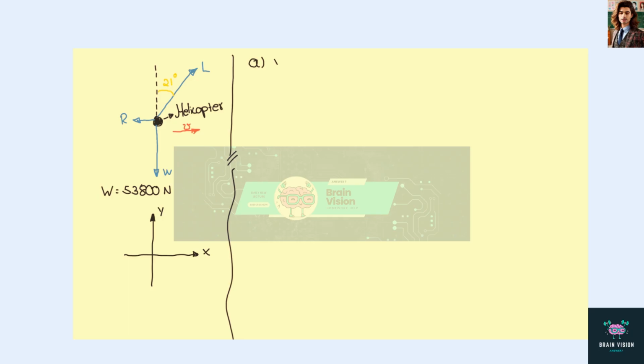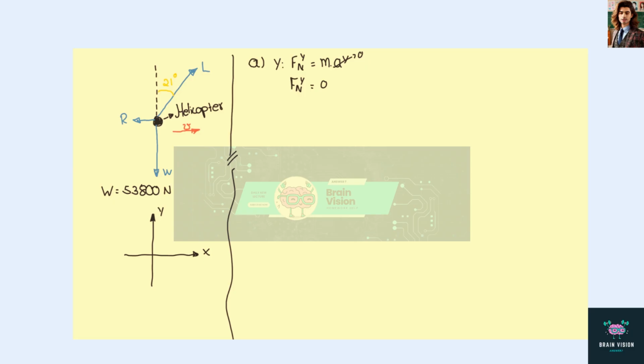So, on that vertical axis, Newton's second law tells us that the net force is equal to the mass of the helicopter times the acceleration of the helicopter in that direction. But the helicopter is moving on the horizontal, meaning that it's not moving on the vertical direction. Therefore, the acceleration is equal to 0 in that direction. Then, the net force in the y direction is equal to 0.